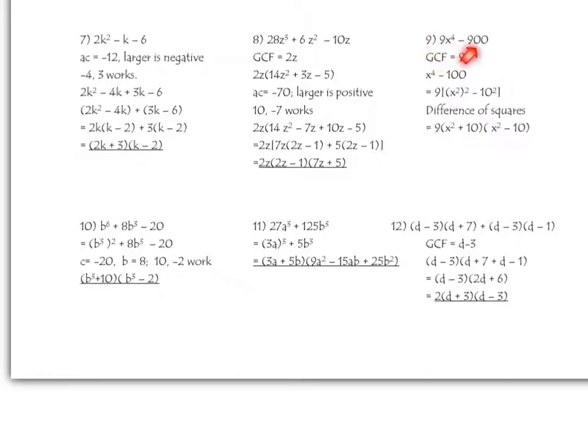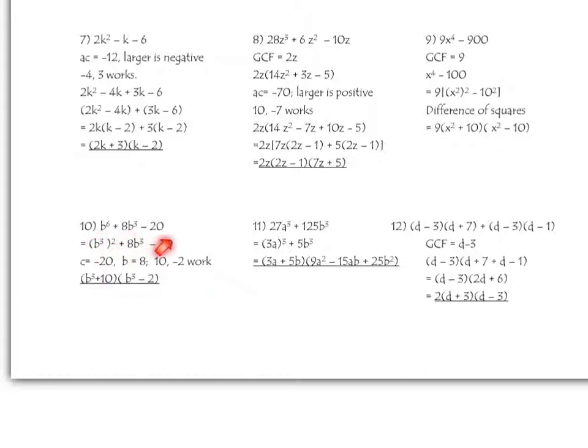Okay, in this case, are there any common factors? Well, yes, a 9. You can pull a 9 out. And when you're done with that, you have x to the 4th minus 100. Are there any more common factors? No. Is it a difference of squares? Because it's only two terms, so the only thing it could be is a difference of squares. Well, yes, the square root of x to the fourth is x squared, so it's important you realize that. And the square root of 100 is 10. So here you have a difference of squares. Your roots are x squared and 10, so you add them and subtract them.